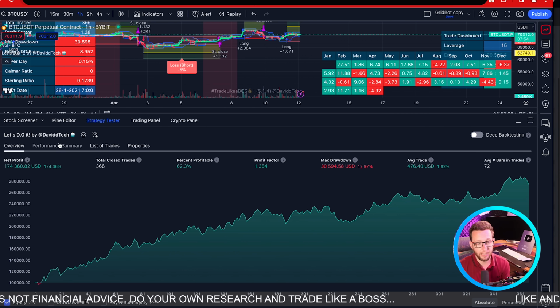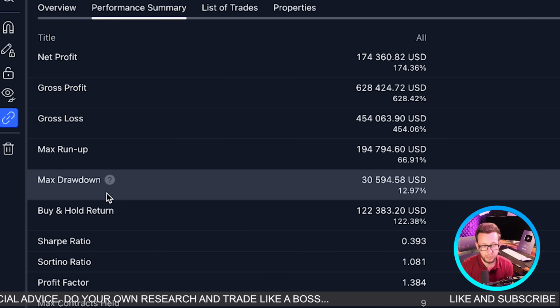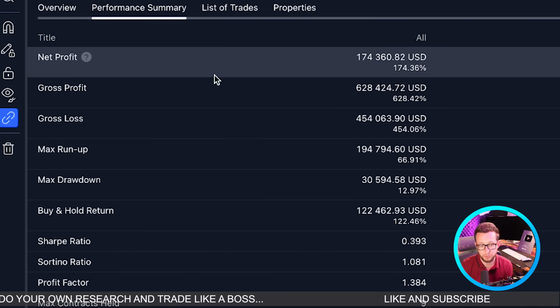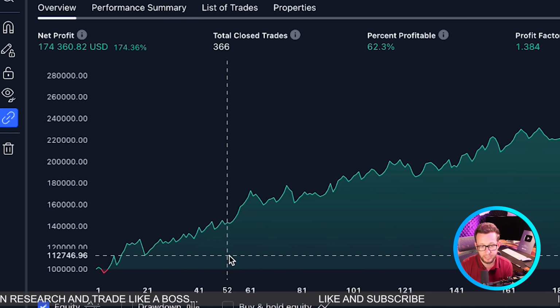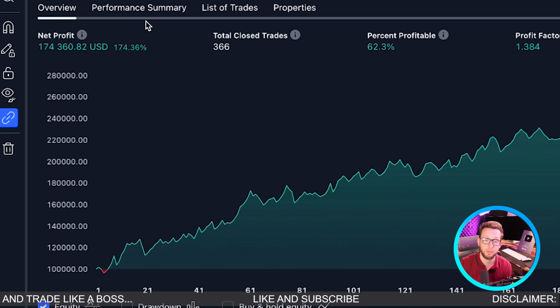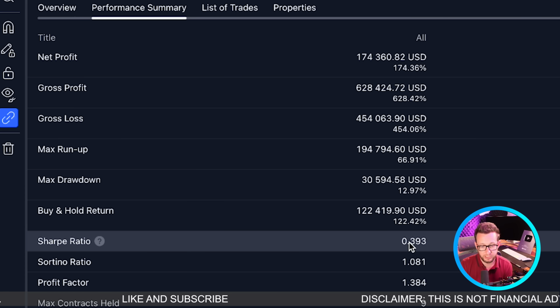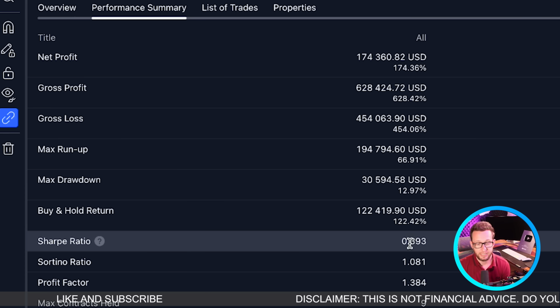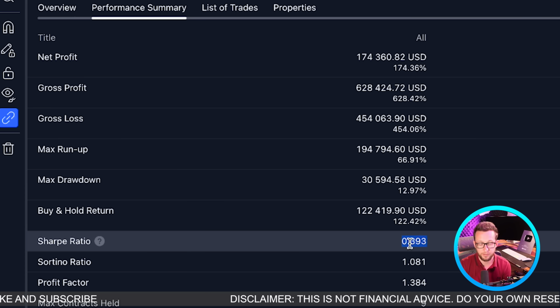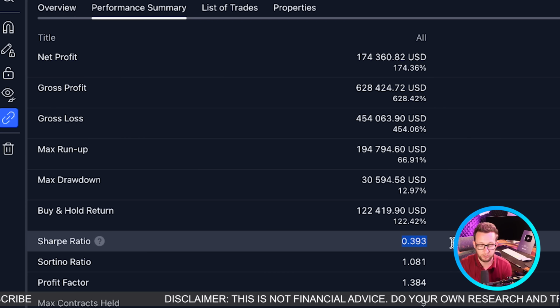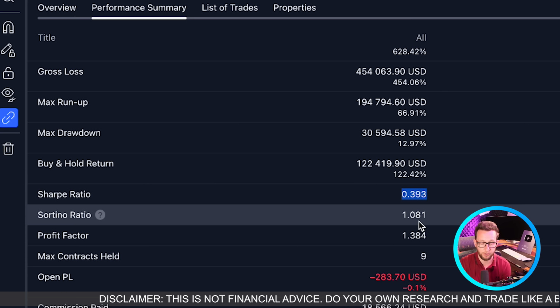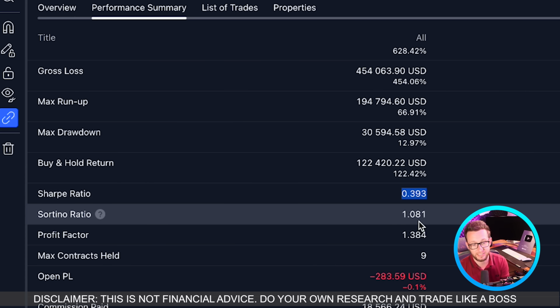Let's have a look at the other stats here. If we go over to the buy and hold, we would have made 122% if we started here. So on both occasions, we would have actually smashed the buy and hold. The Sharpe ratio is very low, but it is what it is. It's something that I kind of ignore nowadays when looking for a trading strategy. Whether that's right or wrong, that's something that you need to decide.